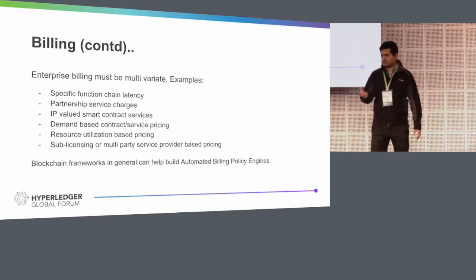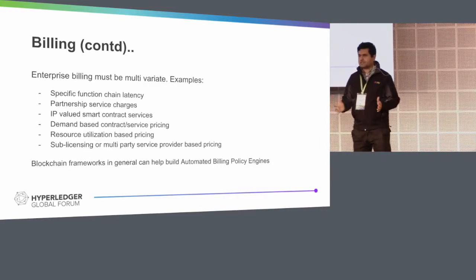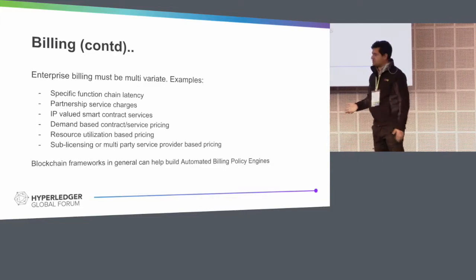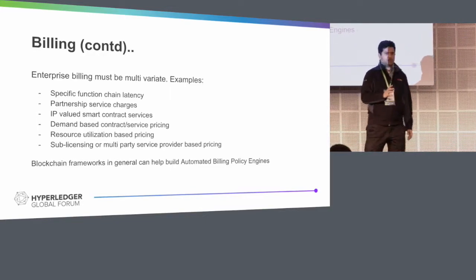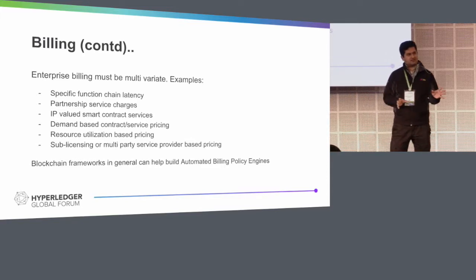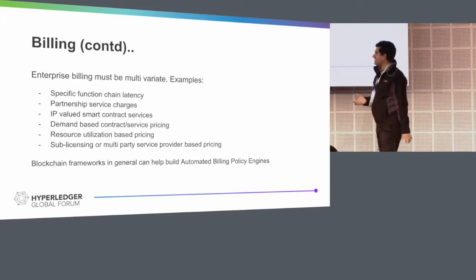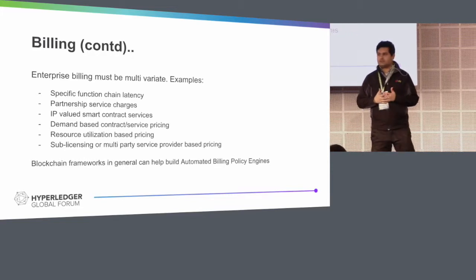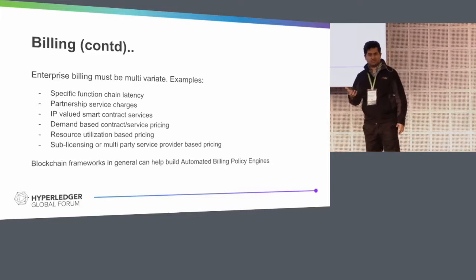There are many examples, but essentially the point is that it has to be multivariate. It can't be too simple. So let's look at some of the examples. Specific function chain latency, which we just measured. That's an example. Partnership service charges. What does this mean? You got a permission blockchain with multiple partners, right? You may want to have some preferred partners and some not so preferred partners, and you may want to charge them in a differential way, right? The third thing is IP-valued smart contract services. So you got some IP that you're coding into a smart contract. You would obviously want to do some billing based on that.